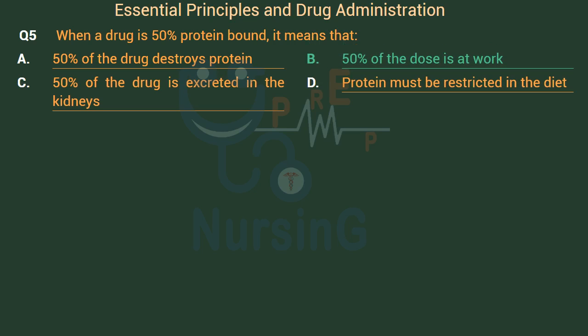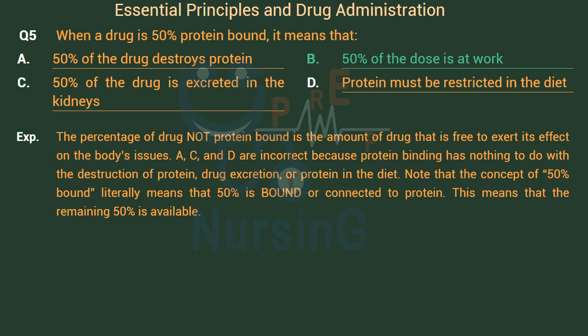50% of the dose is at work. The percentage of drug not protein bound is the amount of drug that is free to exert its effect on the body's tissues. A, C, and D are incorrect because protein binding has nothing to do with the destruction of protein, drug excretion, or protein in the diet. Note that the concept of 50% bound literally means that 50% is bound or connected to protein. This means that the remaining 50% is available.